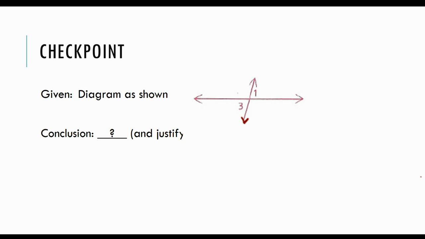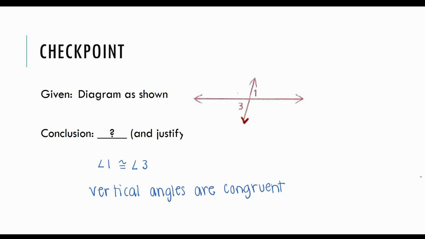Hopefully you paused it and hopefully you looked at it. Because we are trying to figure out what you can assume, I'm giving you in this picture angle 1 and angle 3. Notice that those two angles share a vertex and they're directly across from each other. That makes them vertical angles. And so remember, that means that angle 1 is congruent to angle 3 because vertical angles are congruent.